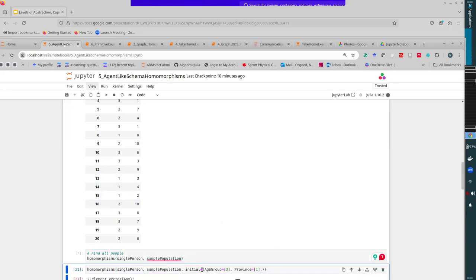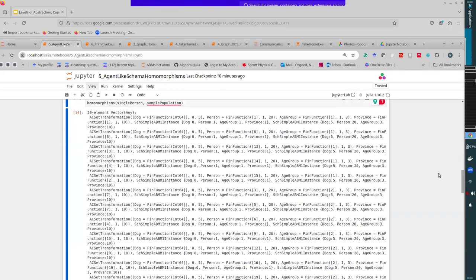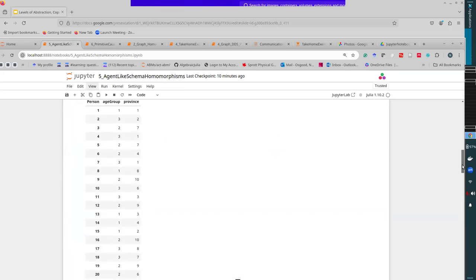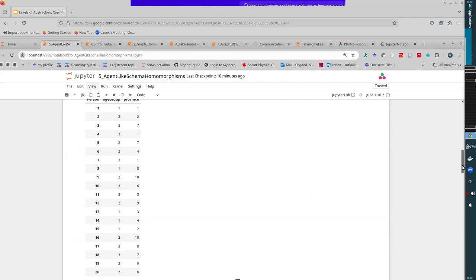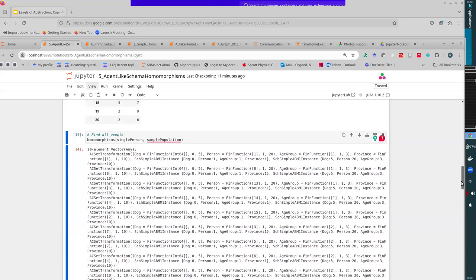So let's do that. Here we are. We're going to find all homomorphisms within that context, and there they are. There's 20 of them. Oh my goodness, where do you think the 20 came from? Because there are 20 persons in the population, right?